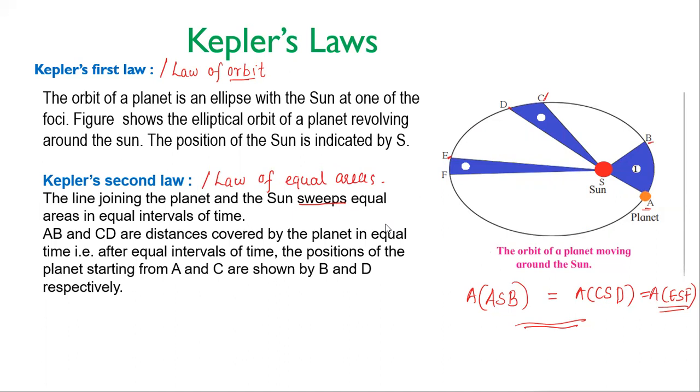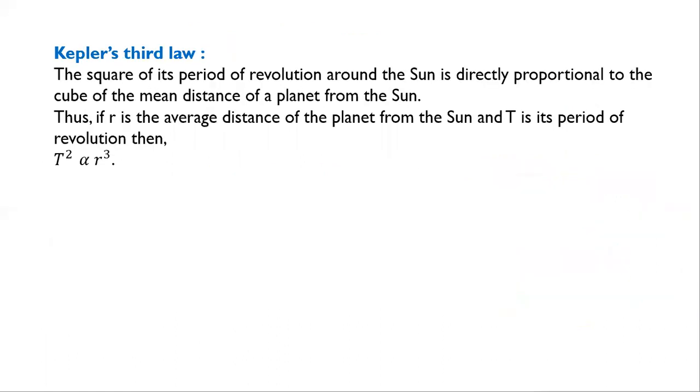Is that clear? Now, Kepler's third law. The square of the period of revolution around the sun is directly proportional to the cube of the mean distance of a planet from the sun. This law is also known as the law of period.